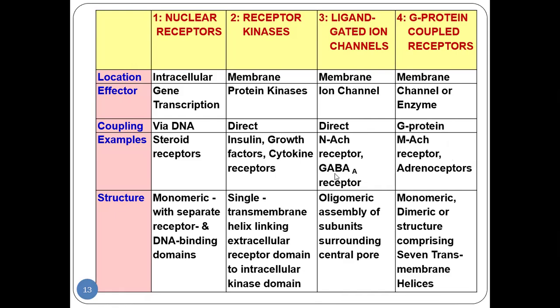There is GABA, gamma aminobutyric acid, the inhibitory neurotransmitter. GABA A receptors are also ligand-gated ion channel receptors. All the adrenoreceptors, alpha and beta, alpha 1, alpha 2, beta 1, beta 2, beta 3, are GPCRs. We will discuss their structures in detail with suitable diagrams, to understand the different structures, how intracellular signaling pathways are activated, and how you get the effect.